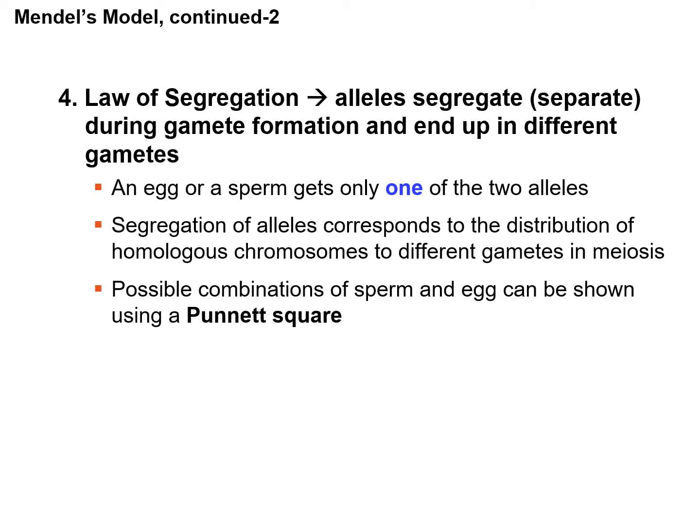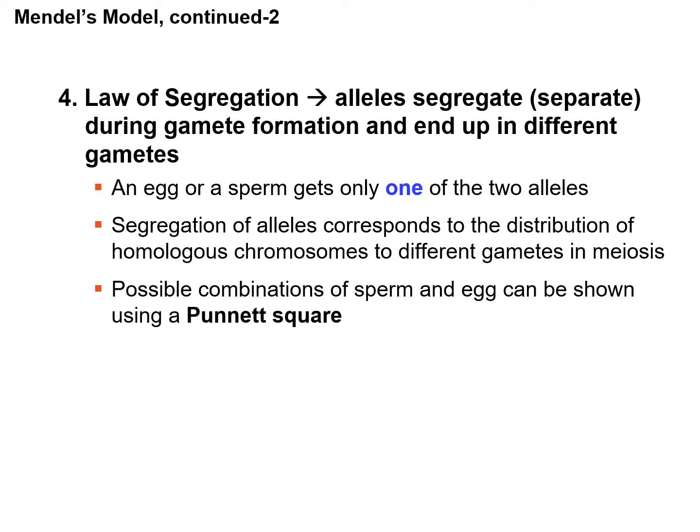To give an example of how this works, consider a heterozygous purple flowered plant. Remember, to be heterozygous means the hybrid plant has one dominant allele and one recessive allele. Following the law of segregation, this means that the dominant allele separates from the recessive allele during meiosis, resulting in 50% of the gametes containing the dominant allele and the remaining 50% of the gametes containing the recessive allele.